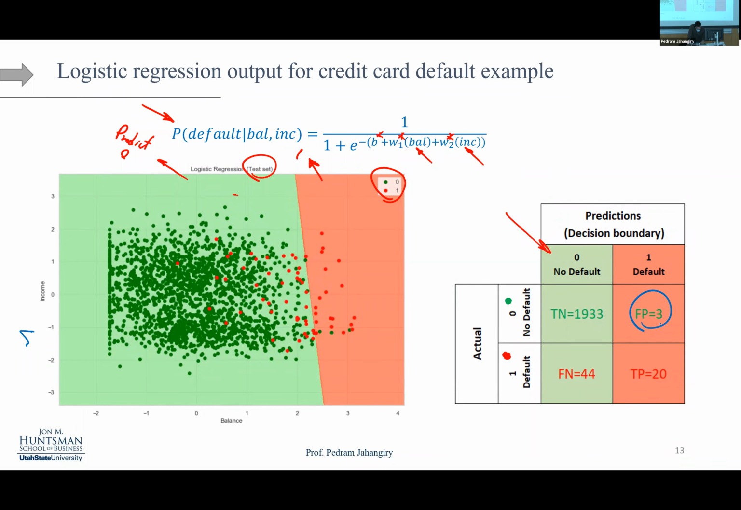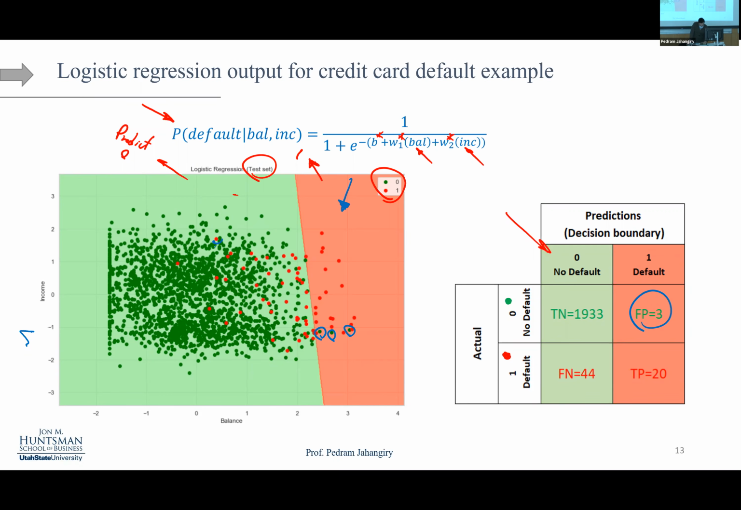So I have to focus on the right-hand side, where the model predicts default, and then I have to count the green dots. Does everyone agree? So 1, 2, 3. In actuality, these observations were not defaulting, but the model predicted that they're defaulting. So these are misclassifications. The green dots on the red shaded area are misclassifications.